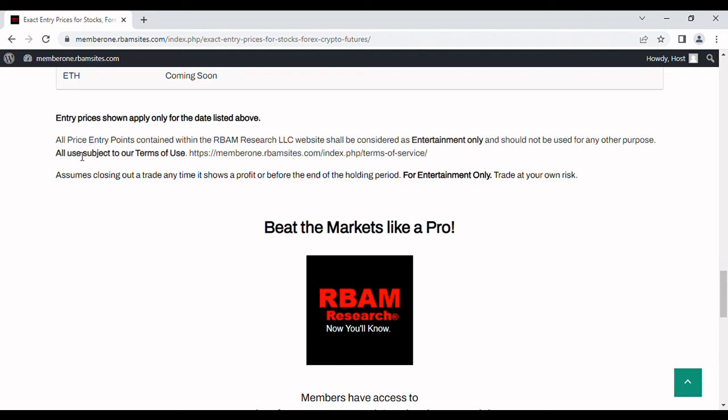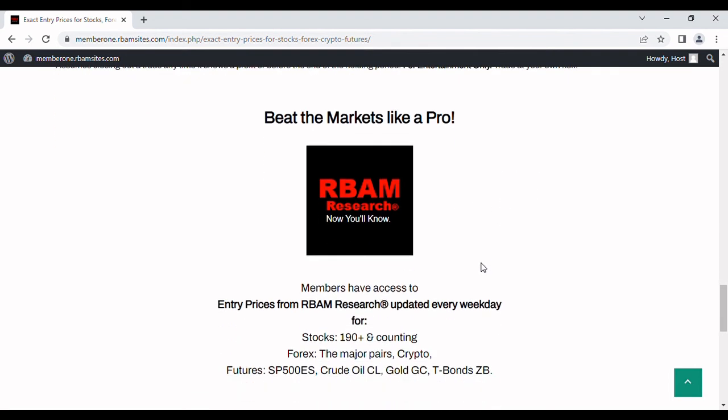Before we go to the bottom of this, let me remind you that everything on this page is for entertainment purposes only. You definitely trade at your own risk. You should never use any of these prices, these recommended reference points, as a sole means to entering the market. You should always consult a financial advisor if you feel you need one.